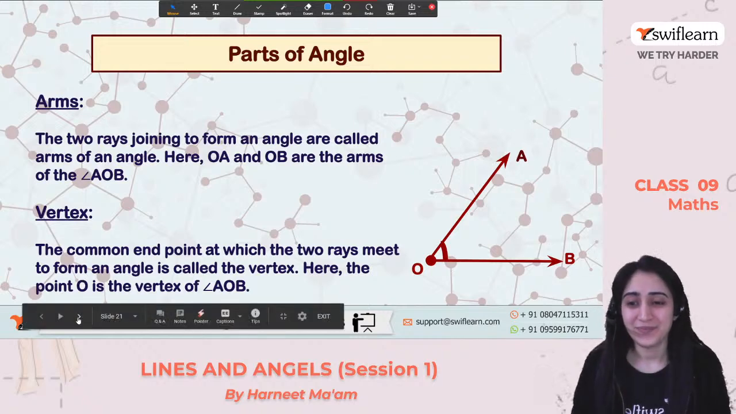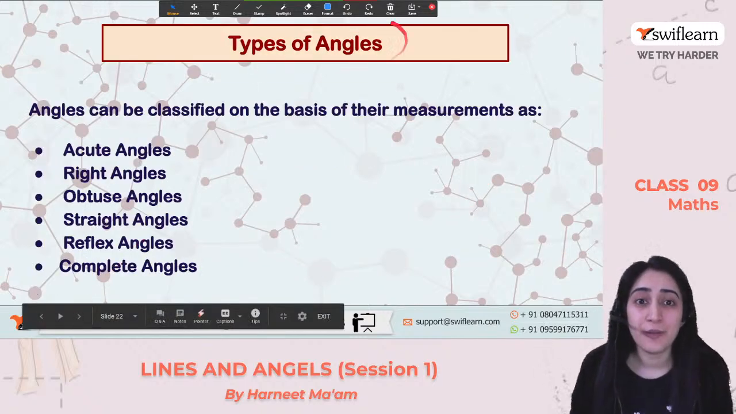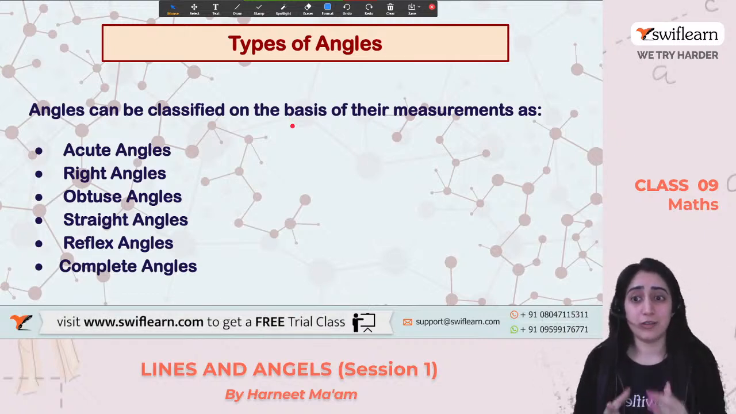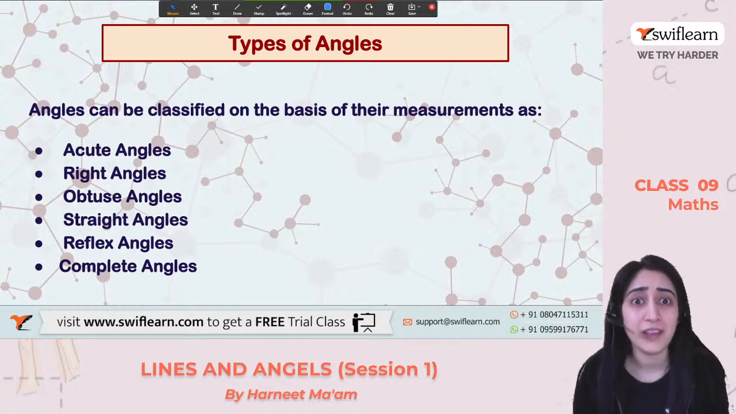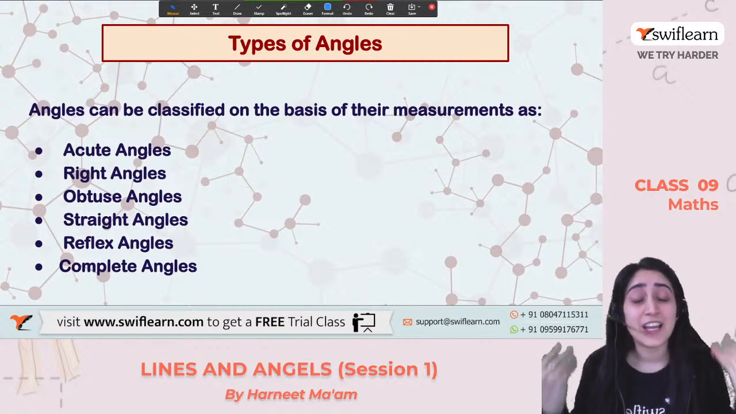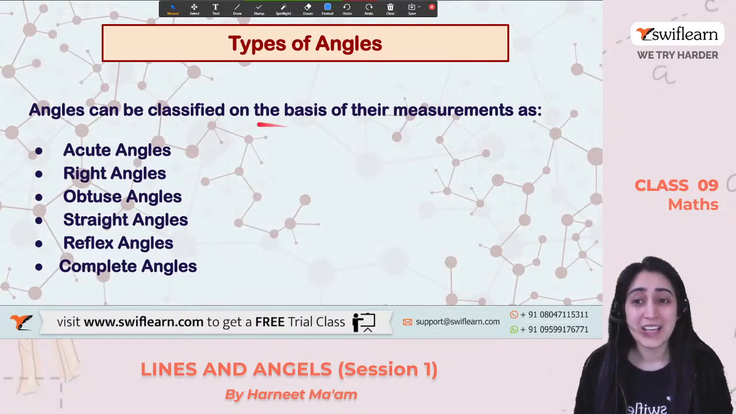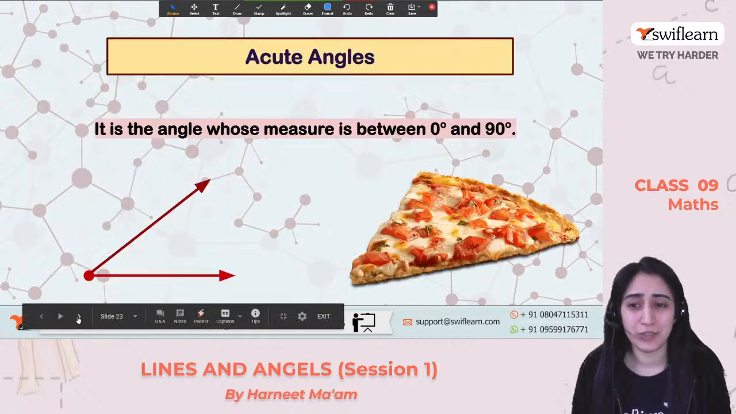Okay. Yes. So now moving on to the types of angles. So there are various types of angles. Acute, right, obtuse, straight, reflex, complete. So many. Don't get confused. It's pretty easy. Just relax. They have given so many names, but they are very easy in concept. You won't get a problem after this class. Okay. Let's see. What do we call it? Acute. Okay. Let's start with acute.